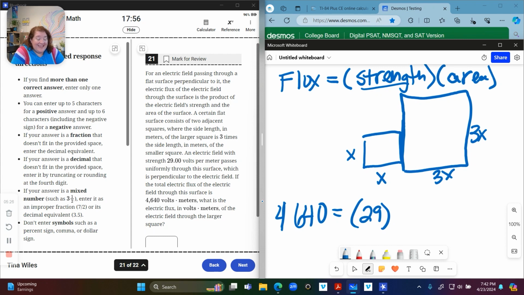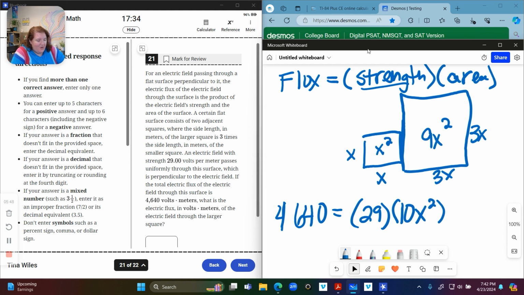So I need to find the area of this. Well, the area of this smaller square is going to be x times x. The area of the larger one is going to be 3x times 3x. And when I add those together, because they're combined, I would get 10x squared.